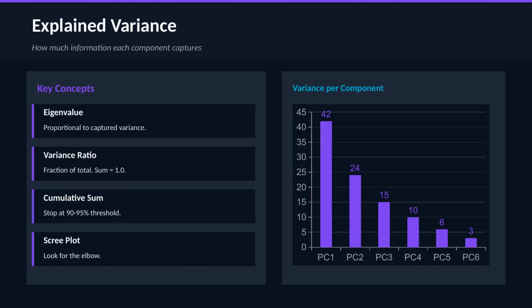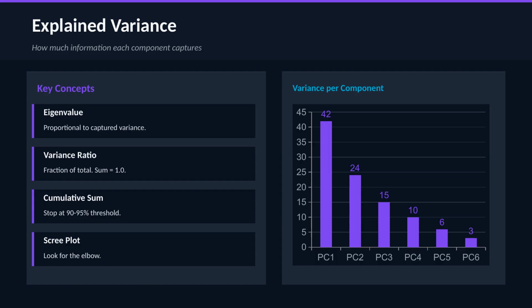Each principal component captures a certain amount of variance. The eigenvalue tells you how much. The variance ratio is the fraction of total variance that one component explains. All ratios sum to 1. You plot the cumulative sum and look for the threshold, usually 90 to 95%. That's how many components you keep.